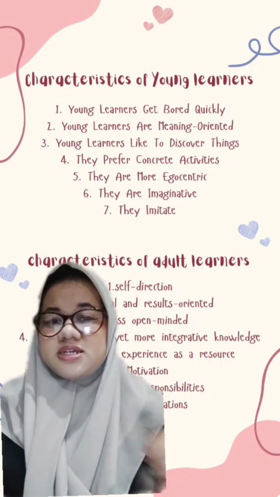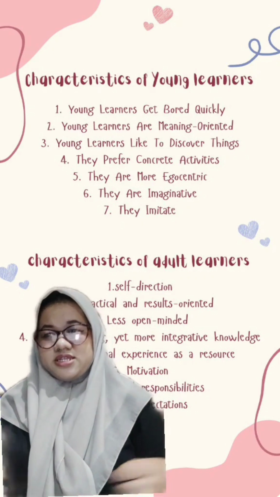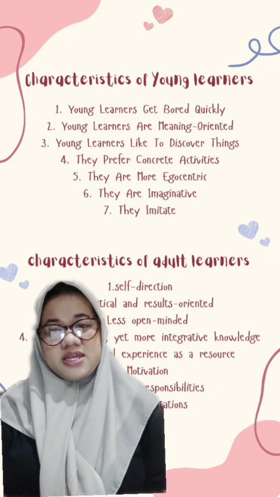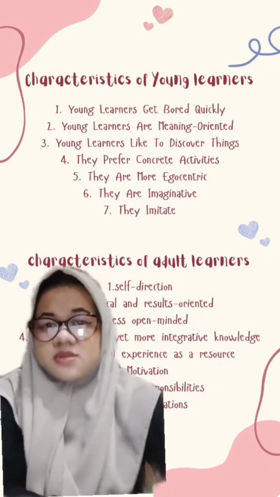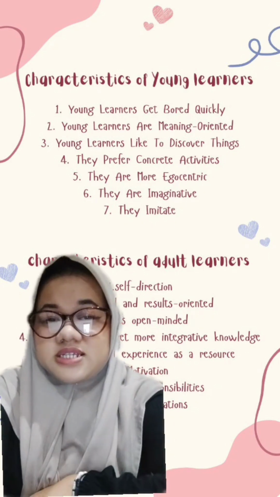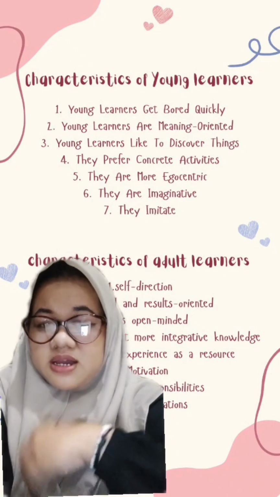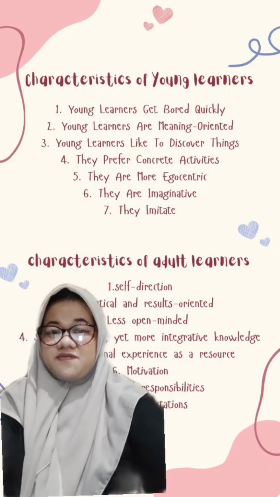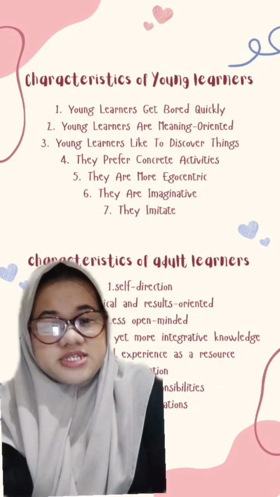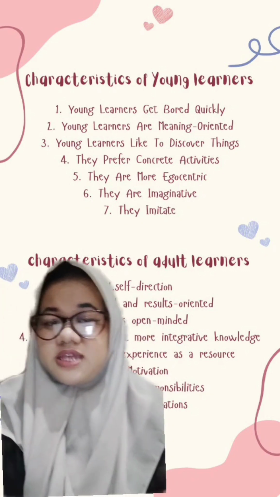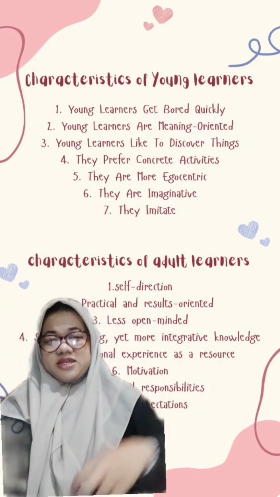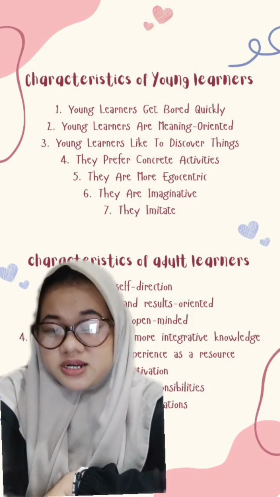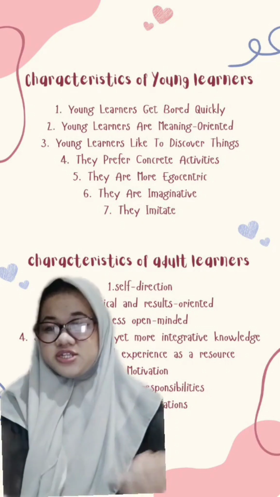Second, young learners are meaning oriented. They may understand what is being said without necessarily understanding every individual word. Third, young learners like to discover things. Fourth, they prefer concrete activities. Fifth, they are more egocentric. And the next is they are imaginative, and the last, they imitate. That's why we as teachers must have a good attitude.